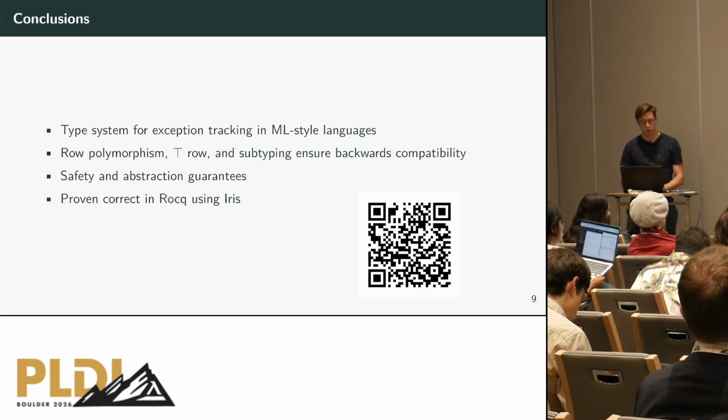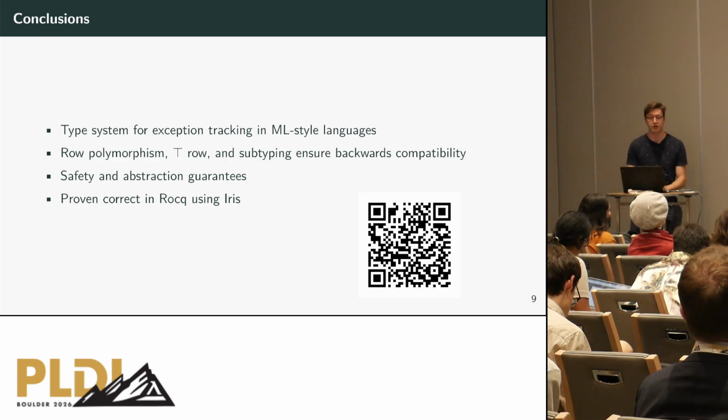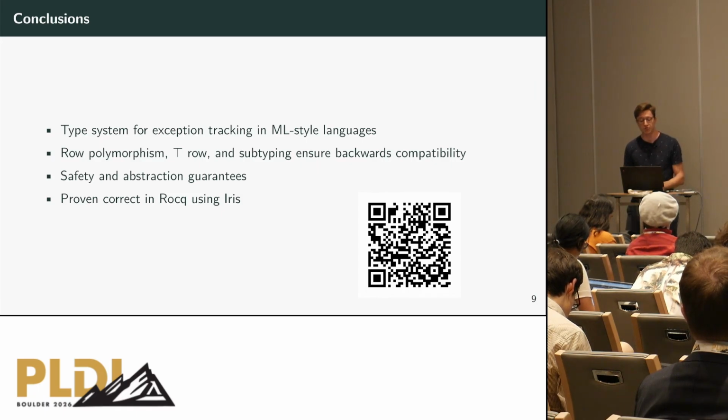So to conclude, we have a type system for exception tracking in ML-style languages, and we use row polymorphism, this stop row, and subtyping to ensure backwards compatibility. We have safety and abstraction guarantees, and we have all proven this correct in Rocq using Iris.